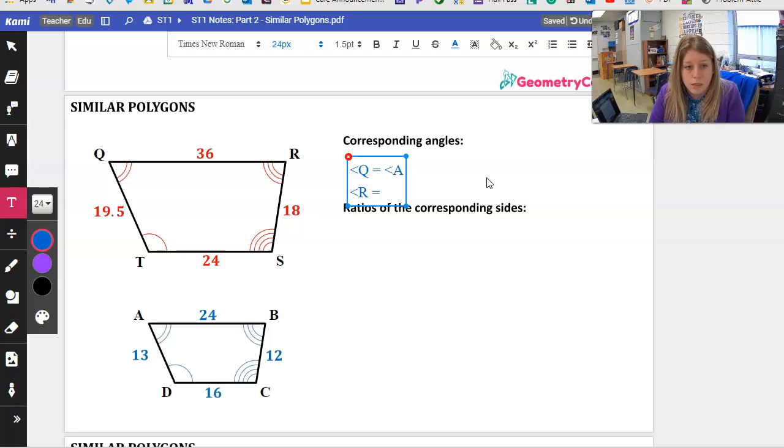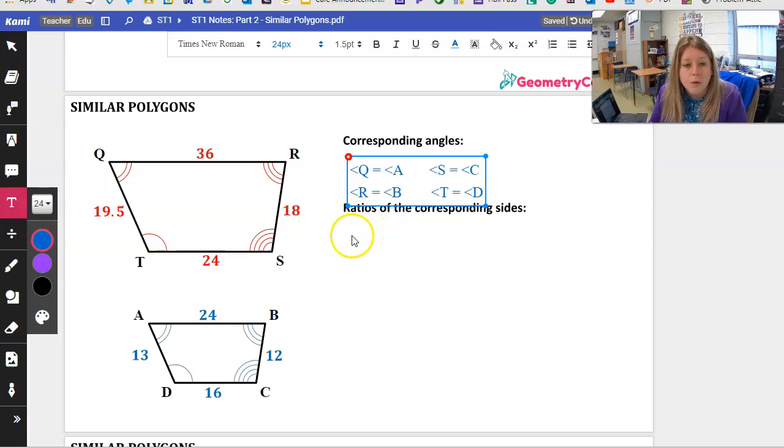R goes with B. Angle S, right? Angle S goes with angle C. There's also an angle symbol in that f of x. Right now I'm just using the less than symbol. It doesn't look quite great, but I don't have my stylus with me today. Alright, so those are the four pairs of corresponding angles. Angle Q is congruent to angle A, and so on.